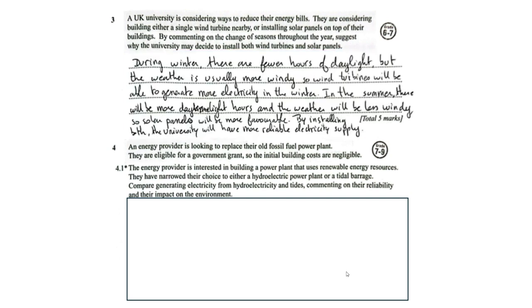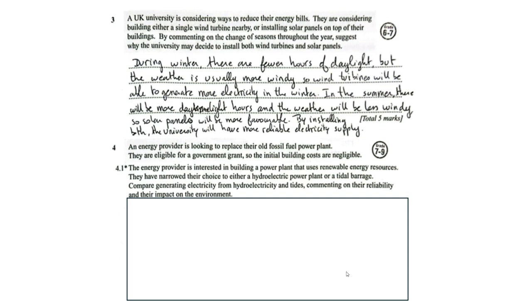Okay, so during winter, fewer hours of daylight, but the weather is usually more windy, so the wind turbines will be able to generate more electricity in the winter. In the summer, there will be more daylight hours, and the weather will be less windy, so solar panels will be more favorable. By installing both, the university will have a more reliable electricity supply.